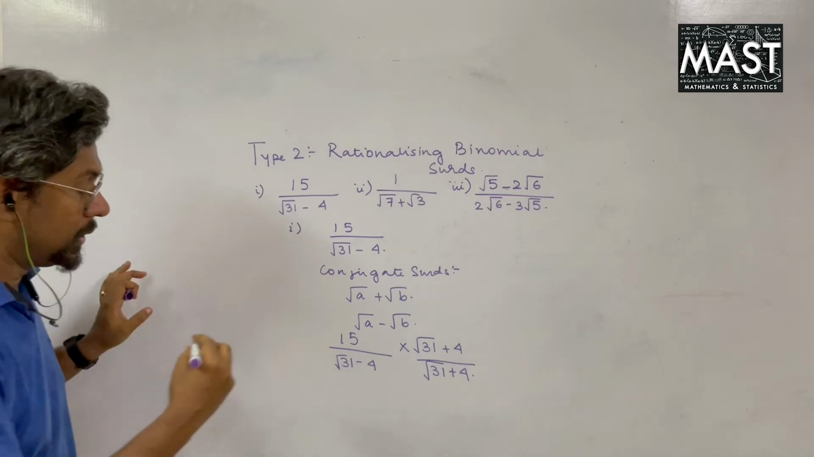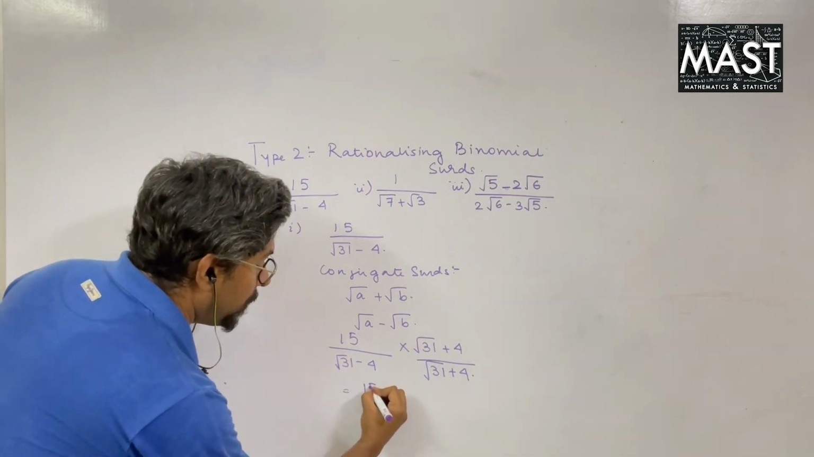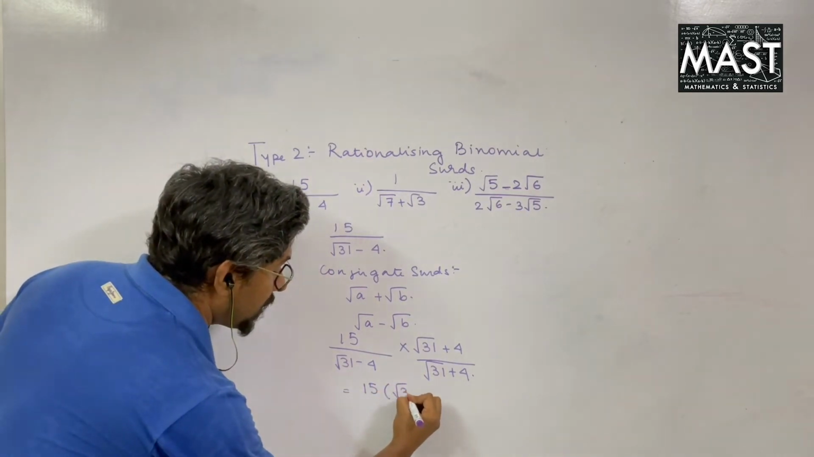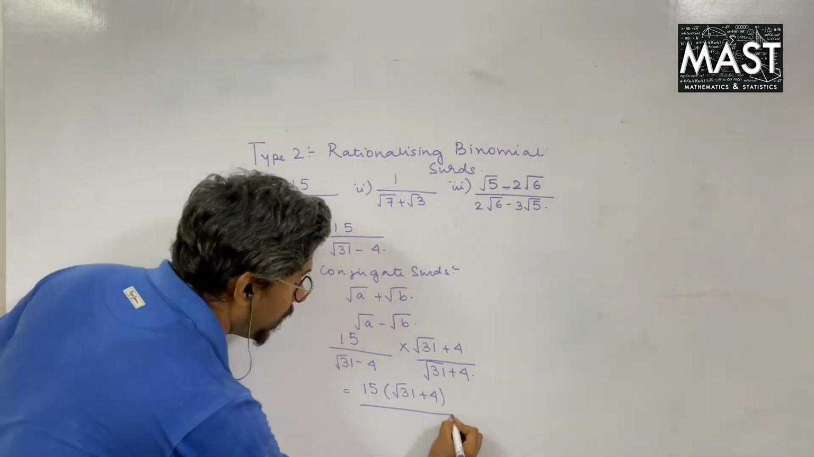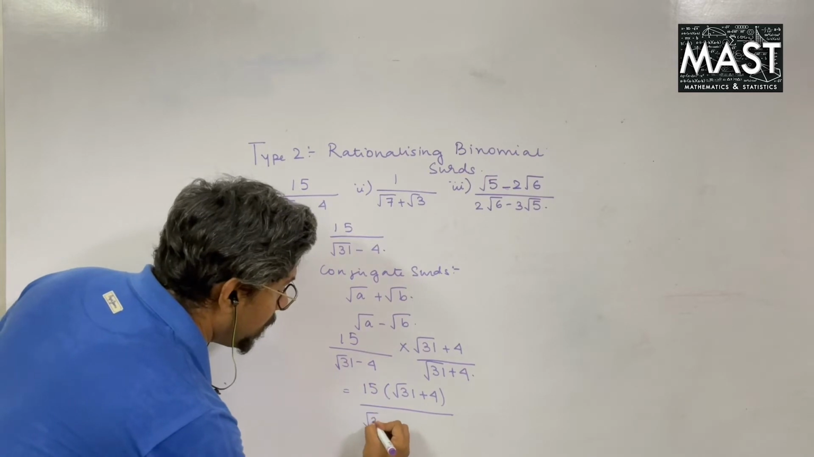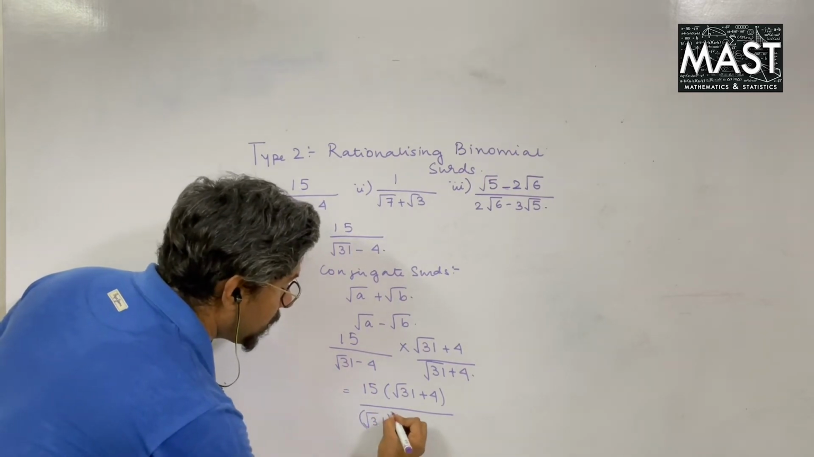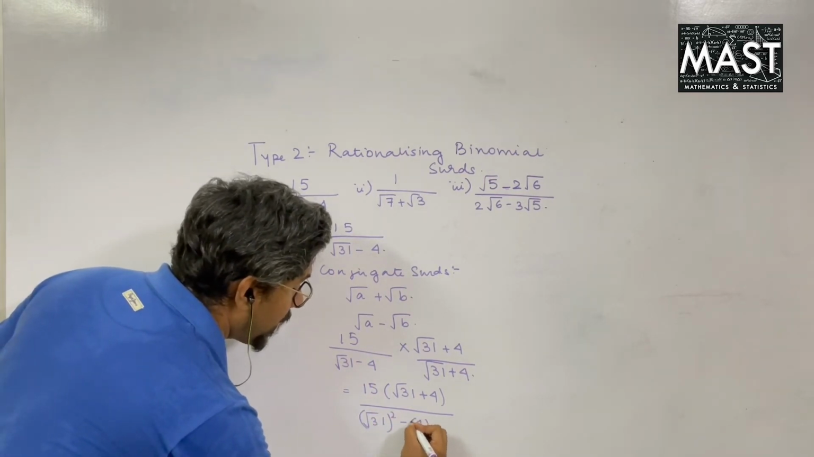Now why do we do this? We do this because when we multiply, let us first multiply the numerator. So we get 15 into root 31 plus 4. In the denominator, we will get root 31 square minus 4 square.